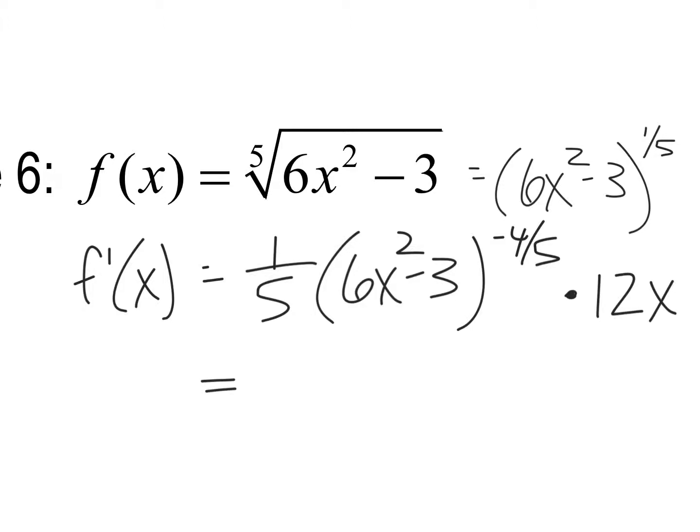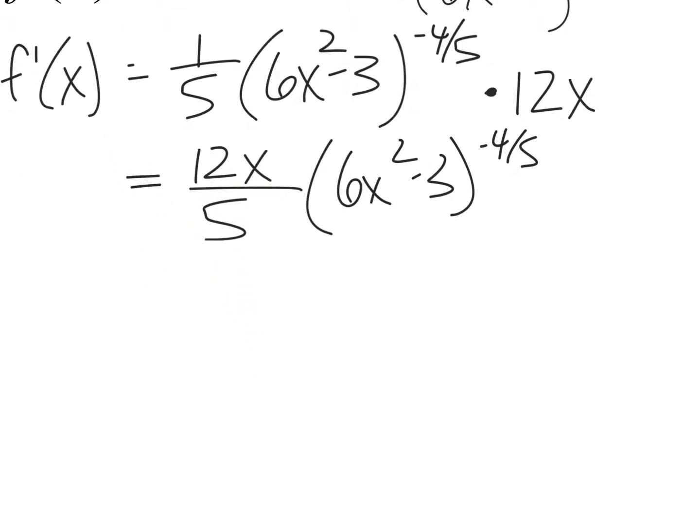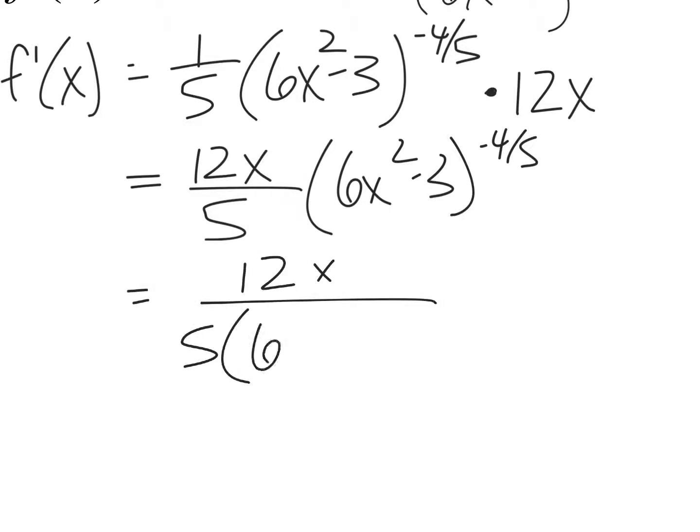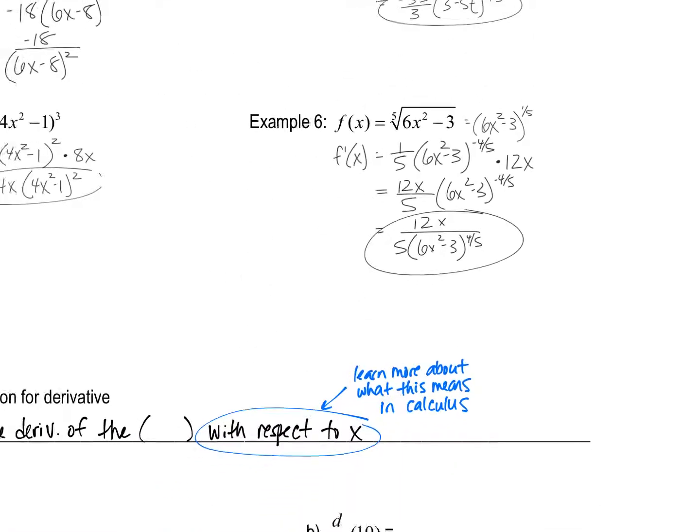I can multiply the 1/5 times the 12x, which gives me 12x over 5, (6x squared minus 3) to the -4/5. And that's a negative exponent, so I'm going to simplify that a little bit more. 12x over 5, parentheses, 6x squared minus 3 to the 4/5. Cool. So a little bit messy, but the chain rule is what is new here.